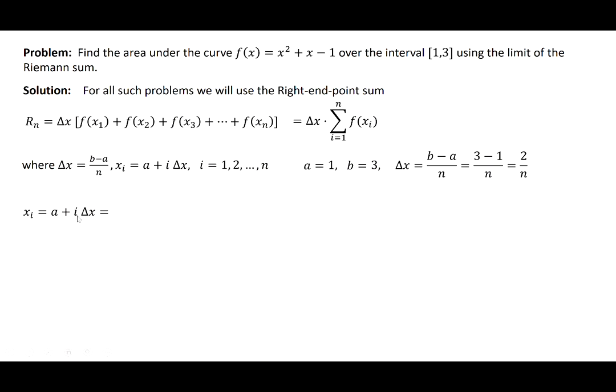That's nothing but a plus i delta x. A is 1, i is i, and delta x happens to be 2 over n in this case. So, ladies and gentlemen, x sub i is 1 plus 2i over n. Aha! Now let me ask you, can you figure out f of x sub i? I don't know, man. Well, check this out. Do we know f of x? Yeah, x squared plus x minus 1.